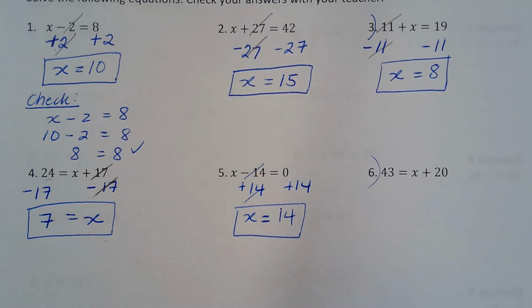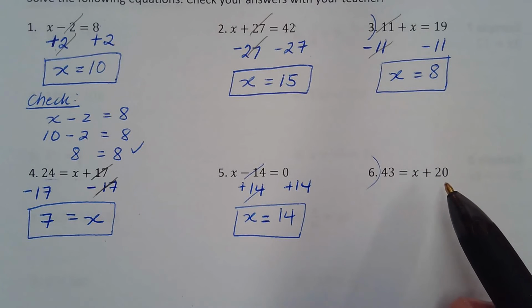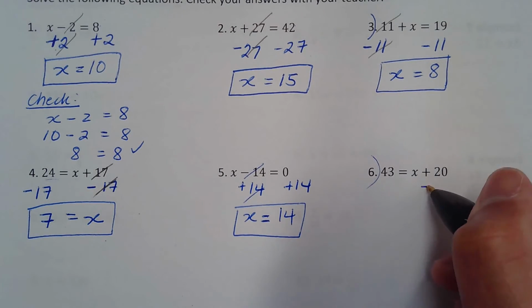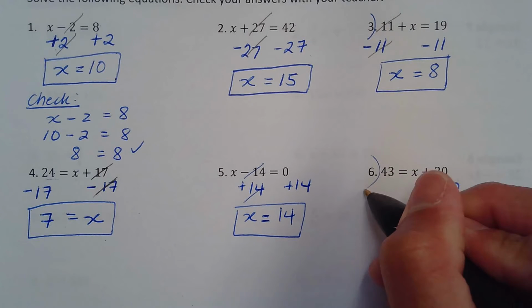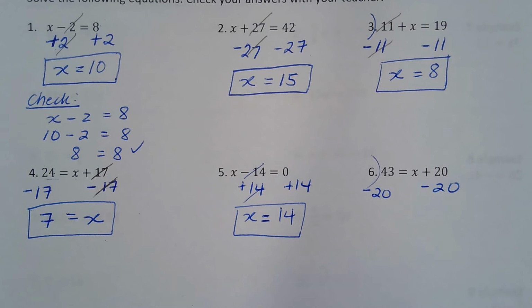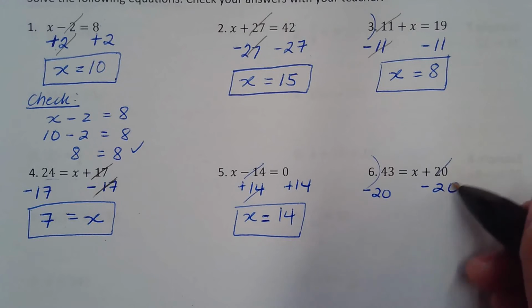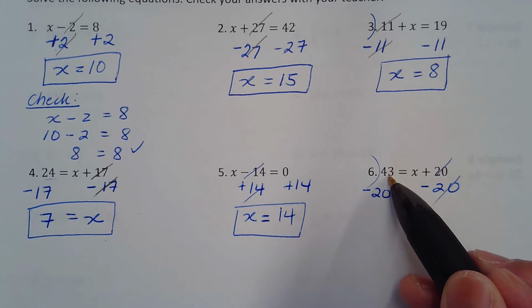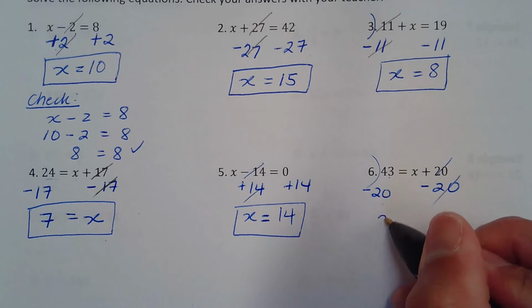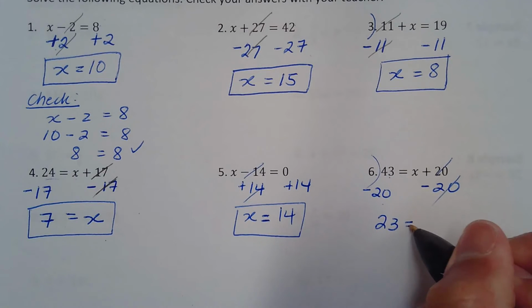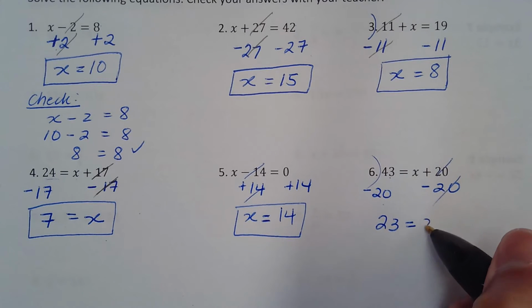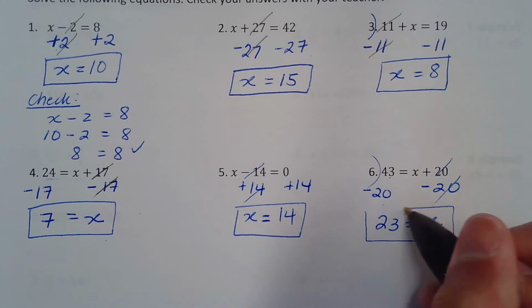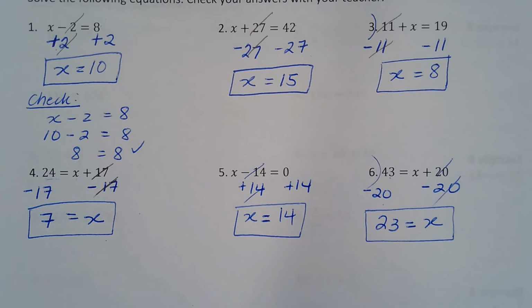Okay, what's next? Number 6, what are we going to do? Minus 20. Yeah, we have to subtract the 20 on both sides. That cancels those out. On the left side, we have 43 minus 20, which is 23, equals x. Okay? Is that good?